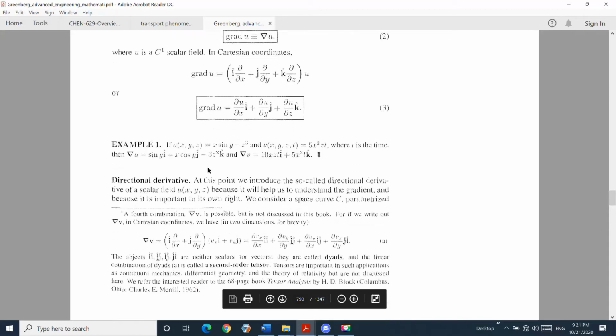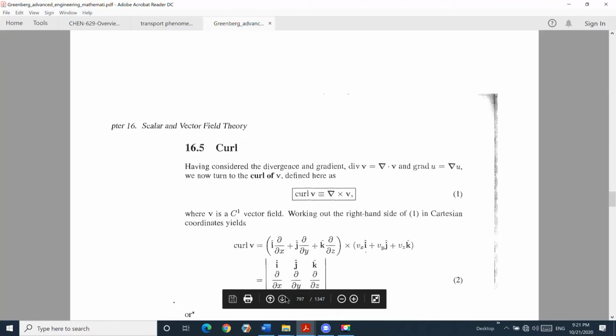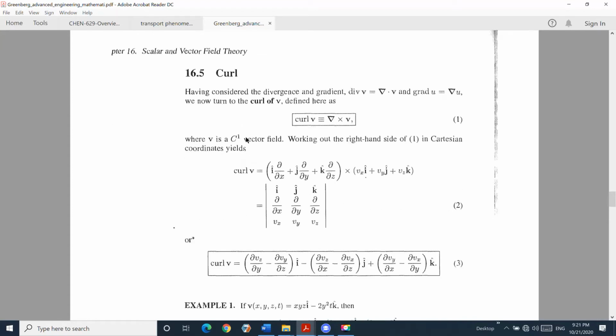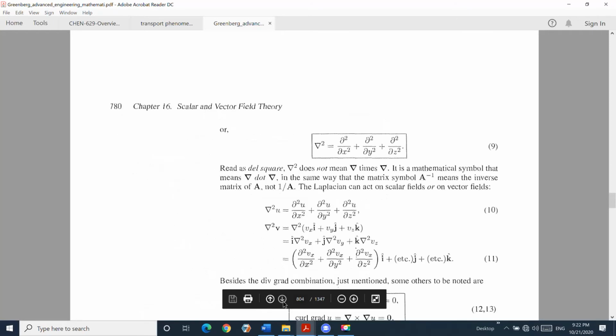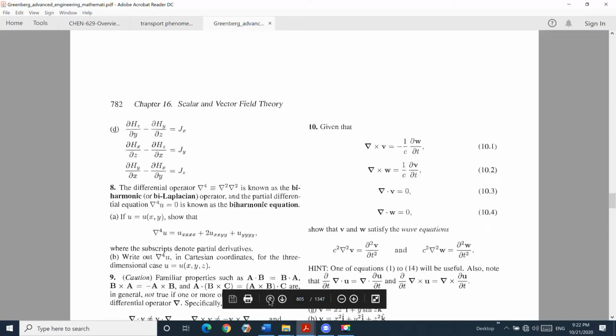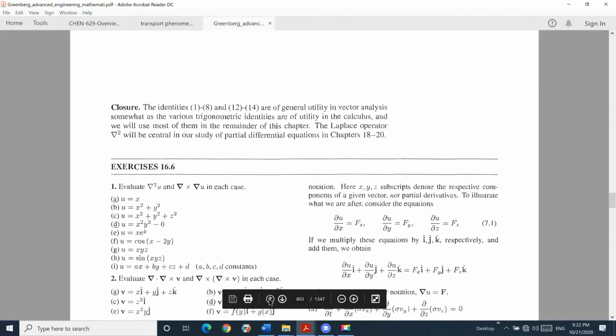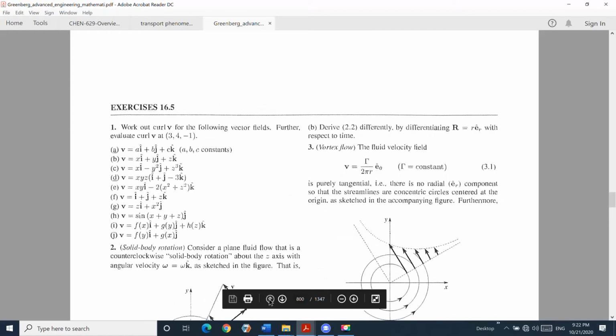So as we continue, we just reach section 16.5, which explains the curl. Curl is what we represent like this, and again we continue. We reach section 16. Sorry, we can go back.